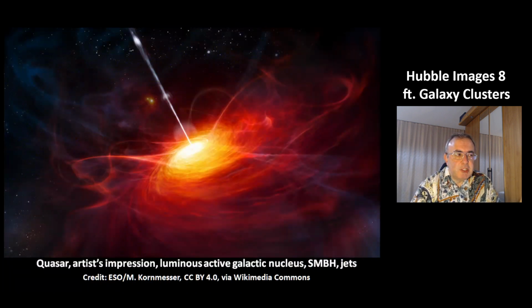This is an artist's impression of a quasar. It is a luminous active galactic nucleus which contains a supermassive black hole, and you can see this jet. So the matter spirals in the disk around the black hole. It is heated by friction. That's why it's so bright. And some of the matter falls into the black hole, but some of the matter is ejected with these jets. The particles reach a very high speed. Quasar is also called quasi-stellar objects.